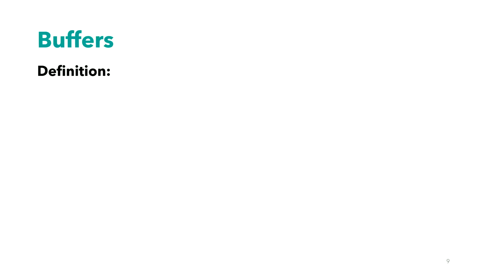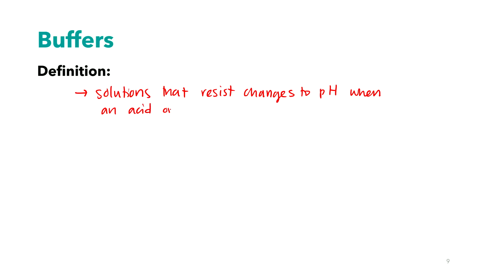So that's our first definition that I'm going to write down for ourselves: a buffer, by definition, is a solution or solutions that resist changes to pH when an acid or base are added. So even though we're adding in some acid or base, the pH of the system doesn't change because it is buffered. That is our generic, broad definition of a buffer.